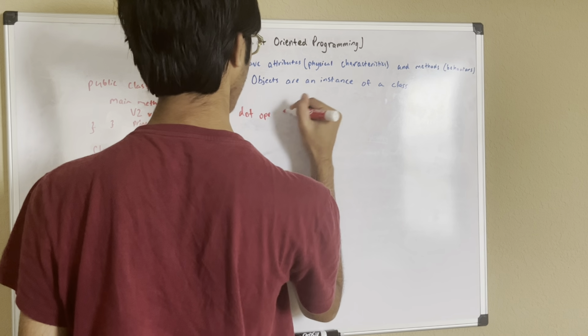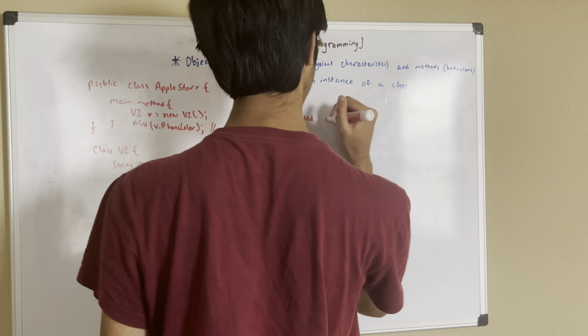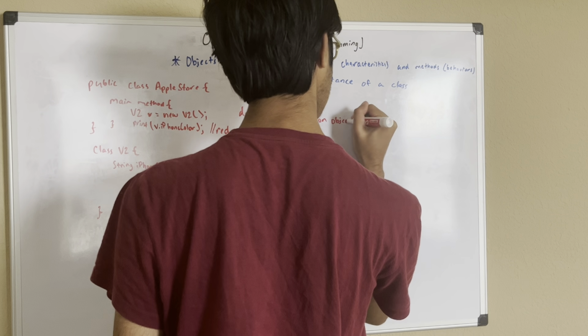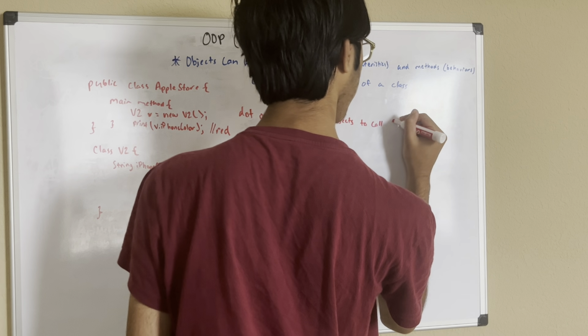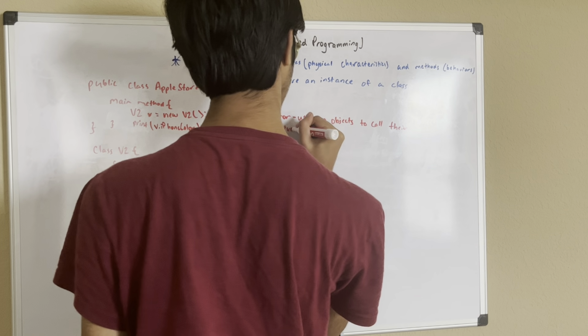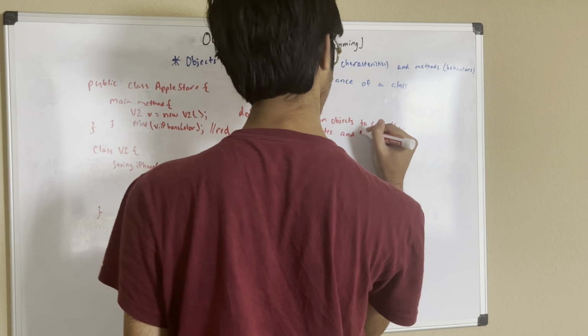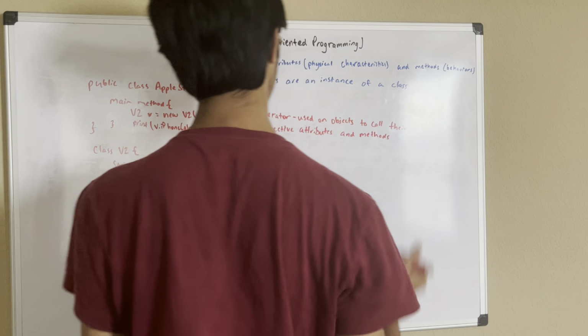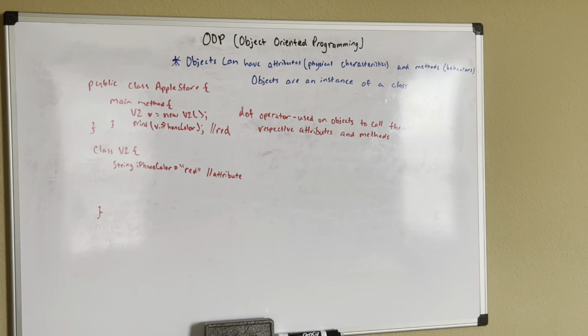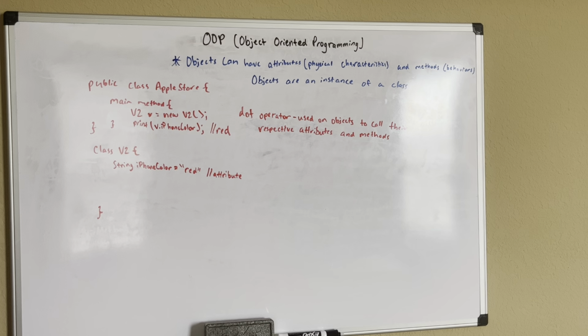It's been a long week. So the dot operator is used on objects to call their respective attributes and methods. So that's the dot operator, used on objects to call their respective attributes and methods. We create our object and we use the dot operator to call our attribute. So that's how it works for attributes.